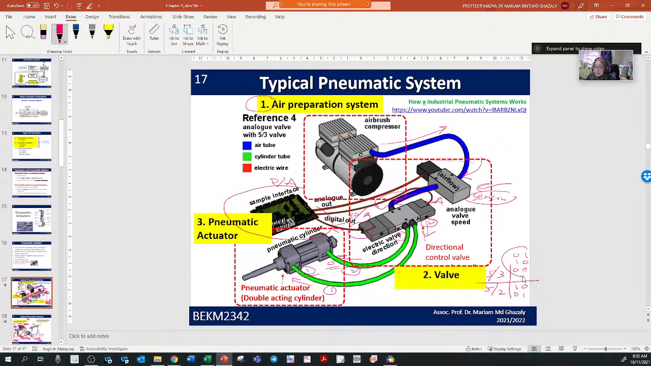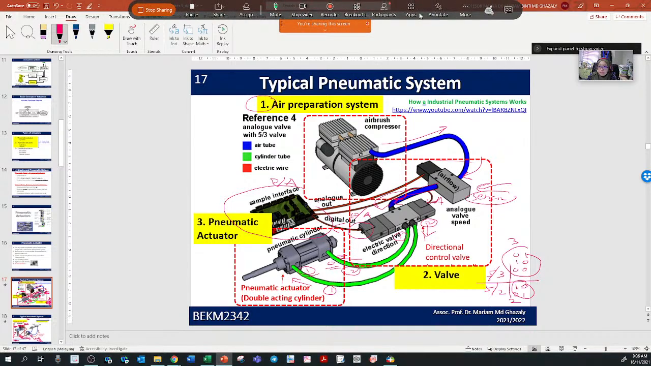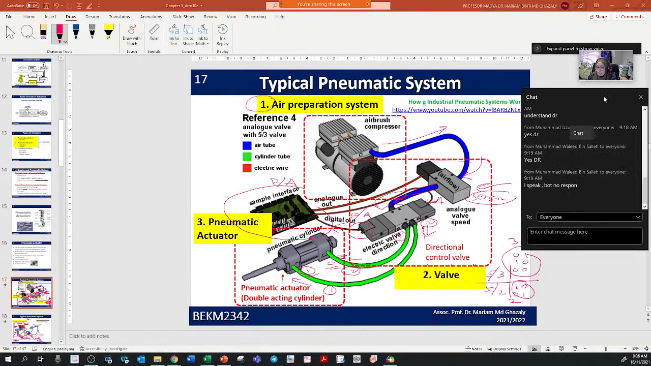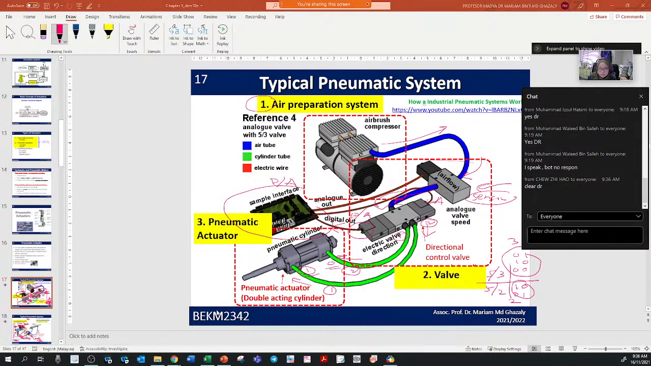So you see that there are 3 states here and there are 2 states there. That's why we call it a 5 to 3, meaning that you have 3 states for that 5 to 3 valve. And for the 5 to 2 valve, you have only 2 states, on and off. It cannot be off at the same time. Okay? So, clear? Everybody clear on that? If you're not clear, please write that in the chat. Yes, no?